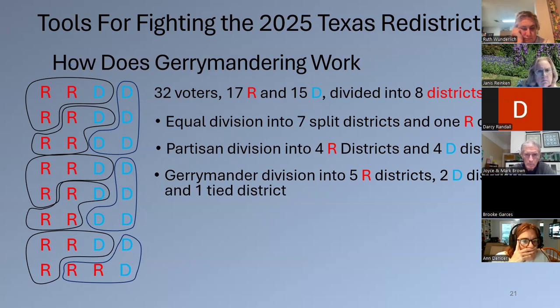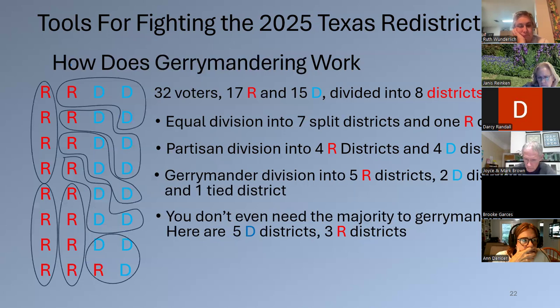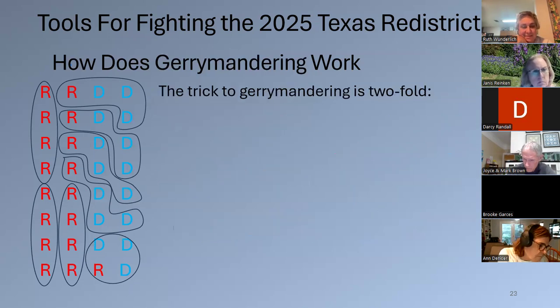Now, it is generally assumed you have to have the majority to gerrymander, and that is not true. You only have to have control of drawing the lines, because in this sample, the Ds drew the line, and they have 5 districts, and the R has 3 districts. It's the control, not the majority, which determines a gerrymander. And we'll see that in Texas, and I'll talk about that in a minute.